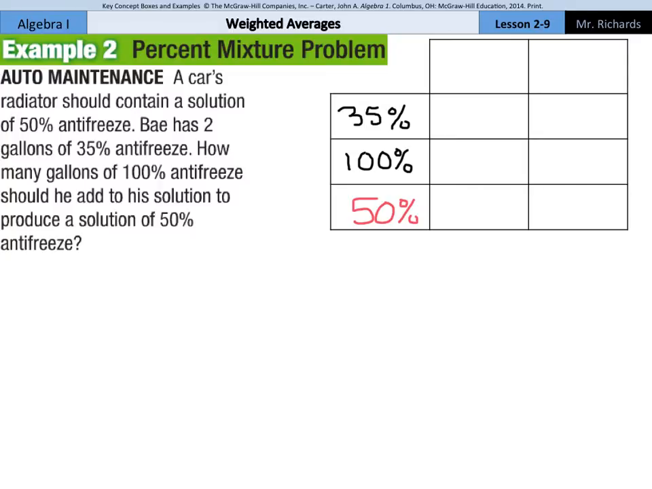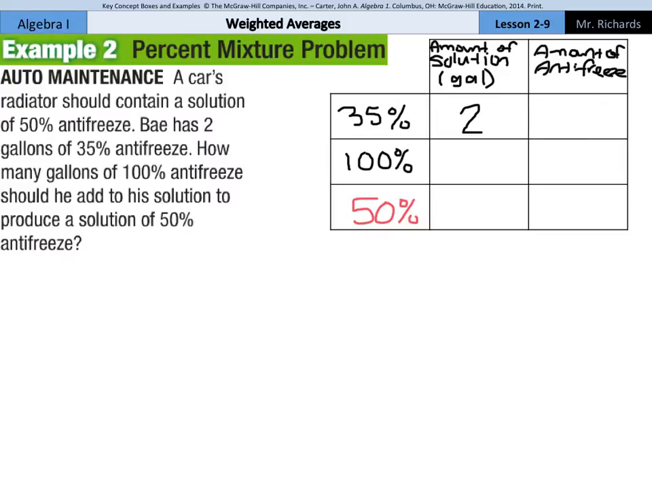Next, on top of the table, we can look at our amounts. So here we're going to first have our amount of solution, and this is going to be in gallons, and our right column is going to be our amount of antifreeze. So the 35% solution, we are told that he has 2 gallons. So we're going to put that 2 gallons in.